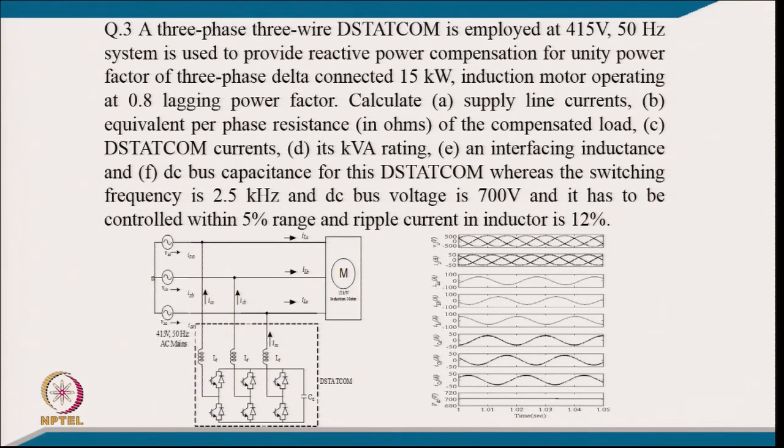So, this is the typical circuit, like the induction motor is connected to the grid, but with this DSTATCOM we want to have unity power factor on the grid side. It means all the reactive power which is required by the induction motor load is to be supplied by the DSTATCOM, and these are the typical voltages and currents of this circuit, including the DC link voltage also.